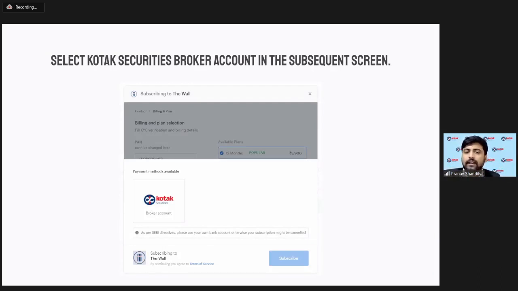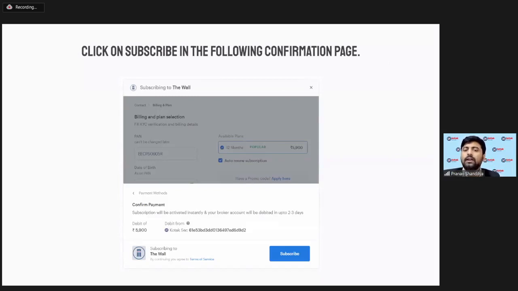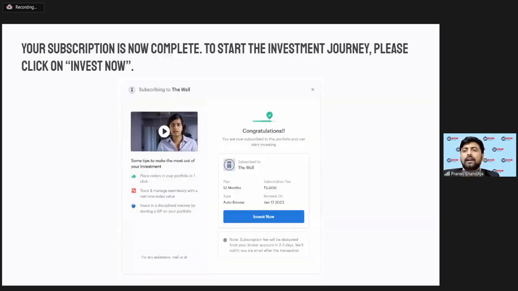So once you select Kotak Securities as your broker, you will be asked to proceed, and the debiting permission will be taken from you to debit 5,900 from your trading and demat account. Once you do that, you can click on subscribe, and post that you will see this particular pop-up coming on your screen, which says, congratulations, you have now subscribed to this particular basket.